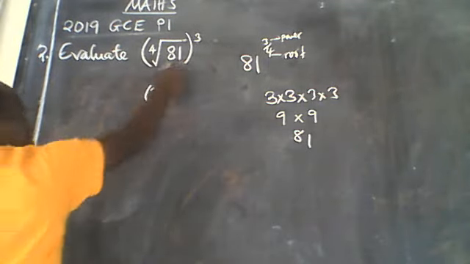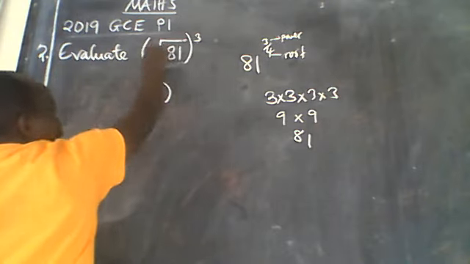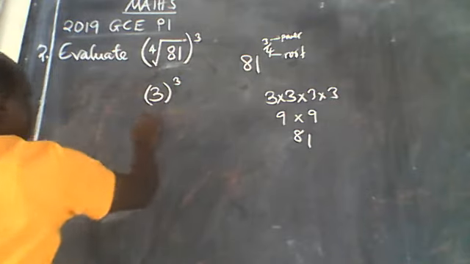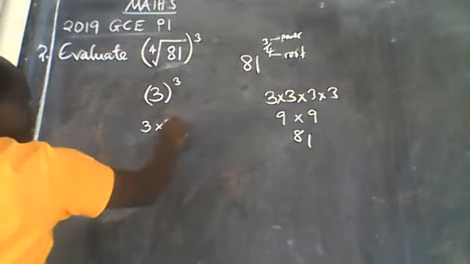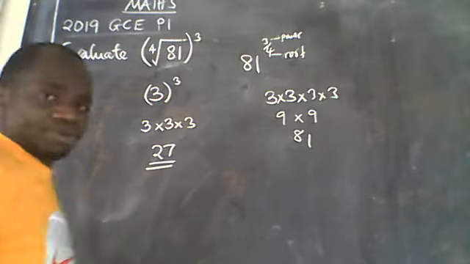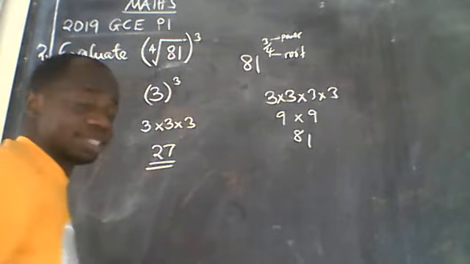So the fourth root of 81 is 3. Then this 3 is just for what you have calculated inside. But it is to the power 3. So 3 to the power 3, we are saying 3 times 3 times 3. And this will give us 27. You are done with that. Okay? That is how to answer that one.